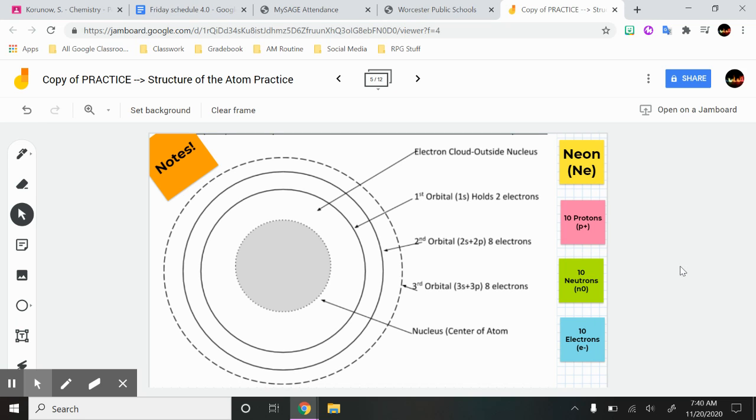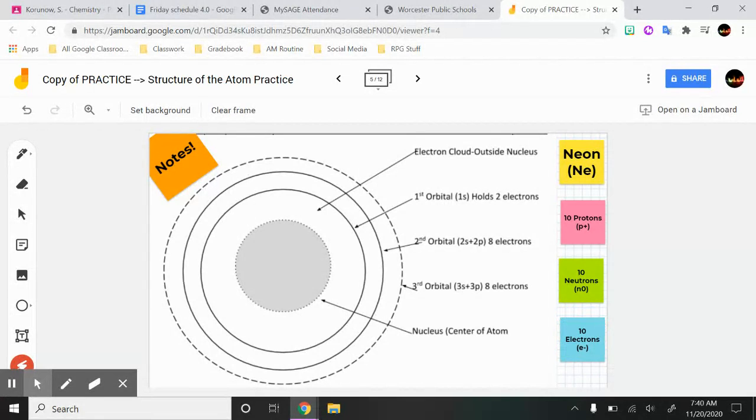Hello everyone. I'm here today just to make a quick video to help you guys with the structure of the atom. So I'm going to go through an example that we did not do in class. So we're going to look at neon. Neon has 10 protons, 10 neutrons, and 10 electrons.